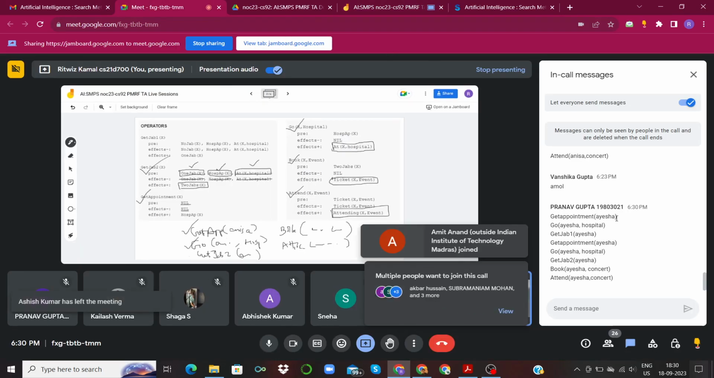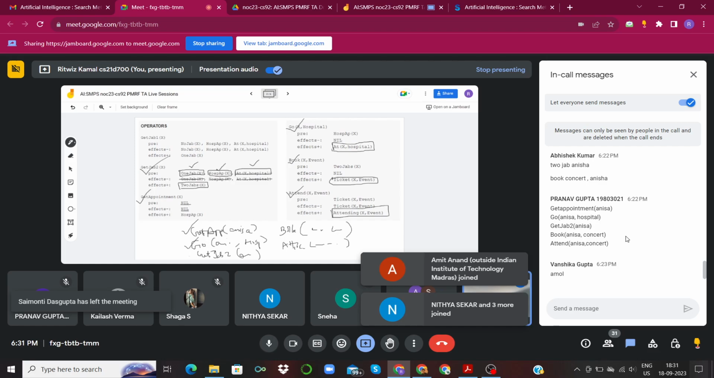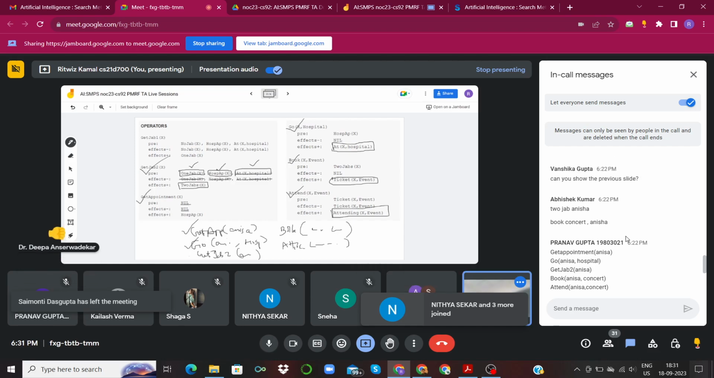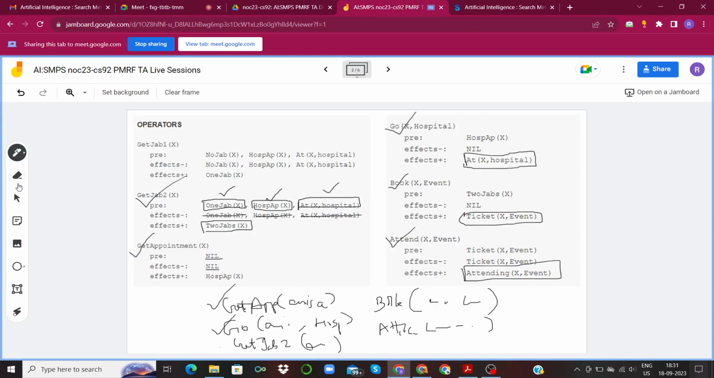Okay, any doubts about Amol and Anisa's plan as of now? Okay, that's great. Okay, so Pranav has also given the plan for Aisha, and that's great. Okay, let's quickly have a look at Aisha's plan as well. Let's remove all this.